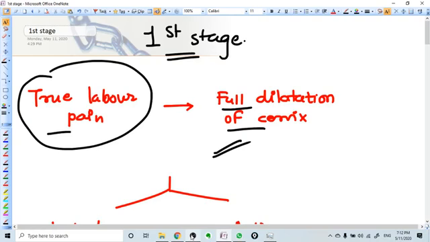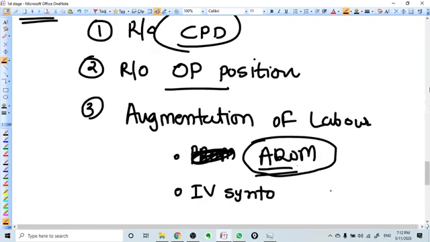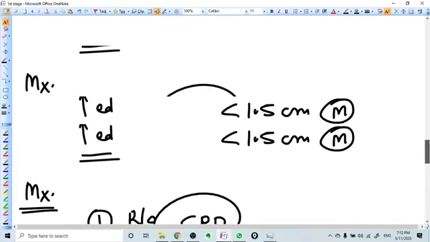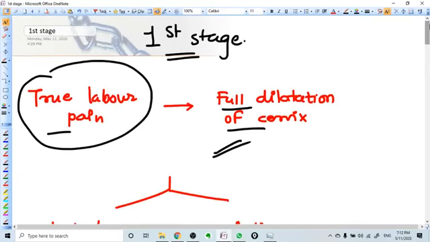In this video we are going to talk about the first stage of labor. Now, the first stage of labor starts with the true labor pains and ends with full cervical dilatation. Full cervical dilatation means 10 centimeters of dilatation. The process of the first stage starts with uterine contractions and ends with full cervical dilatation.